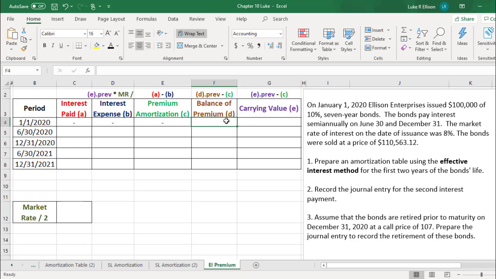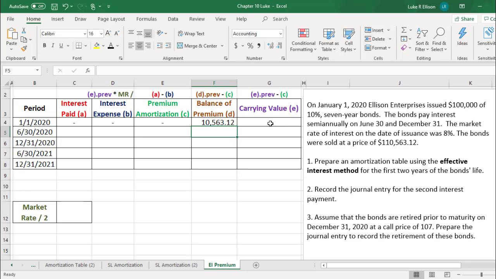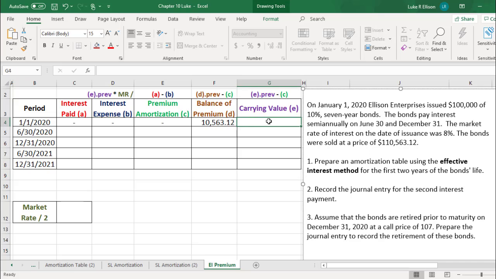So the balance of the premium is going to be the selling price minus the par value of the bonds. So in this case, the selling price is $110,563.12, and we subtract the par value, which is $100,000. And that gives us a balance of the premium of $10,563.12. Now the carrying value always starts out at whatever the price of the bond is. And in this case, that's $110,563.12. So that's what I'm going to type in right here.